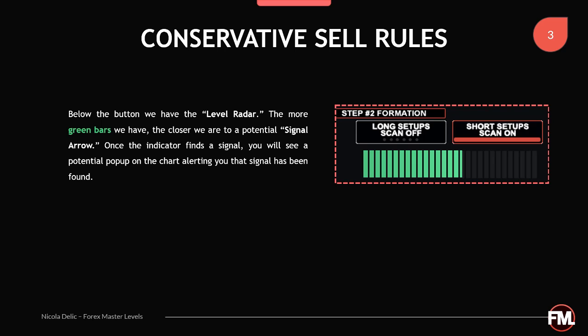Below the button we have the level radar. The more green bars we have, the closer we are to a potential signal. Once the indicator finds a signal, you will see a pop-up on the chart alerting you that a signal has been found. So just like for the buy trades, we have that radar. If we have 1 bar, that means that we are a little bit far away from our potential setup, but as soon as we come close, definitely that is a good sign that we can expect our setup to be found in the next 2 to 3 hours.